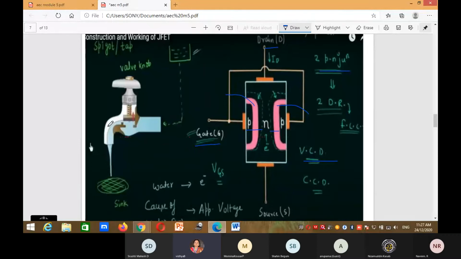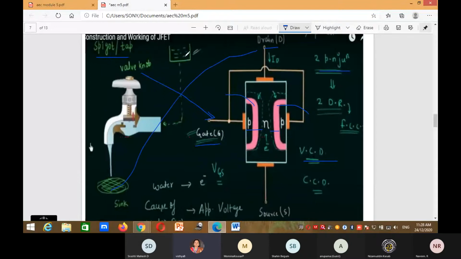We shall compare this figure with a spigot or tap. This is a tank flowing water here, and we can control the knob. This is nothing but the gate. We can control the current flow, or we can control the electrons flowing to the drain. This is the drain here.